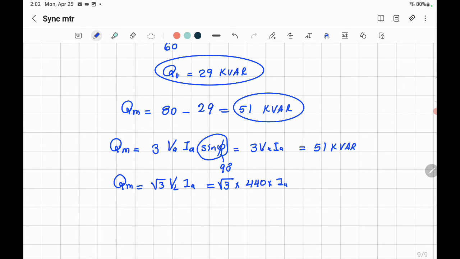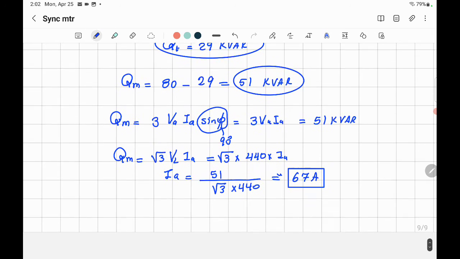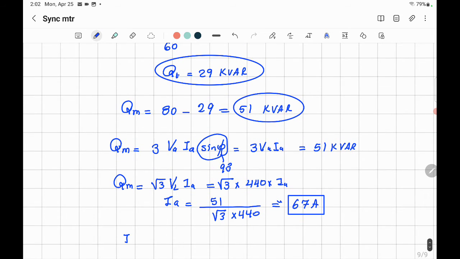So now we can get the magnitude of the armature current. IA will be equal to QM, which is 51 kVAR, divided by square root of 3 times 440. It will give you the armature current, almost 67 amp. So that's the armature current. Remember, we need to find the excitation voltage. But this is the magnitude. I want to express it as a phasor. Well, it's 67, and what's the angle? It's leading the armature voltage by 90 degrees. That's it. It's easy.